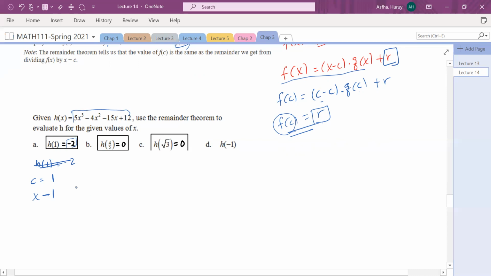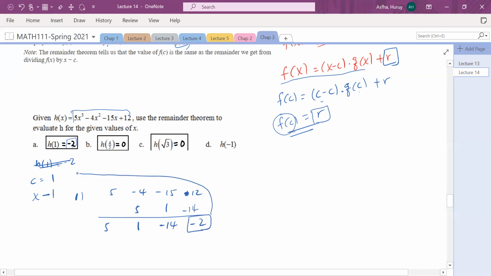Therefore, I will use synthetic division. I will put c here, and the coefficients are 5, -4, -15, and 12. So I will bring 5 down here. 1 times 5 is 5. If we add them, we get 1. 1 times 1 is 1. If we add them, we get -14. This is -14. We have -2. This is the remainder. And as you can see, this is the number itself. Okay? Therefore, this is true.